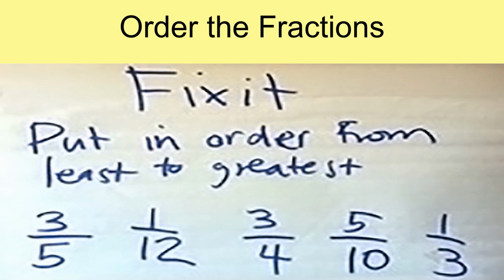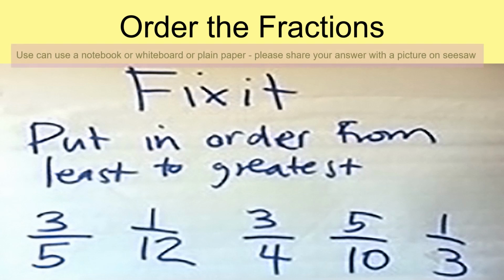Right, I know that's tricky. Rewatch this if you need to, and I will also show you on the Seesaw video I'll be making for this. But what I want you to do is look at these 5 fractions and just order them in your notebook, whiteboard, plain paper. Once you put them in order, least to greatest, so the largest fraction will go last, then just take a photo and put it up on Seesaw. So just look at those fractions: 3/5, 1/12, 3/4, 5/10, or 1/3.